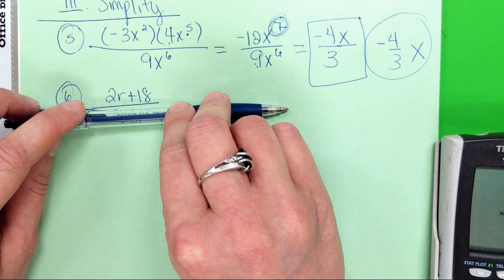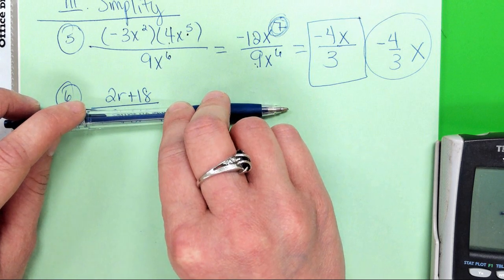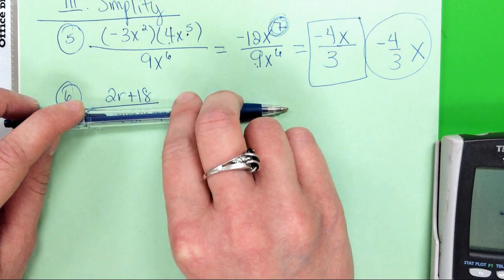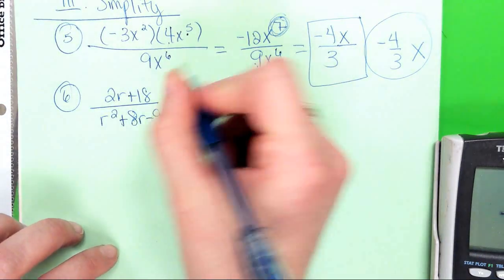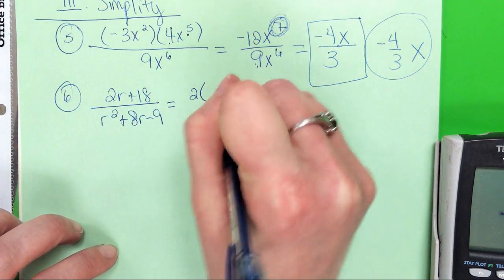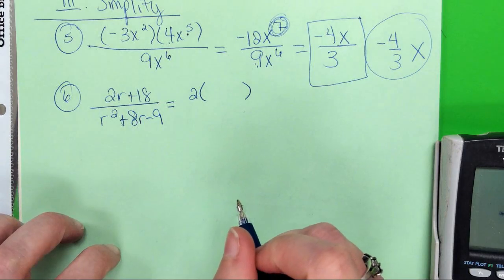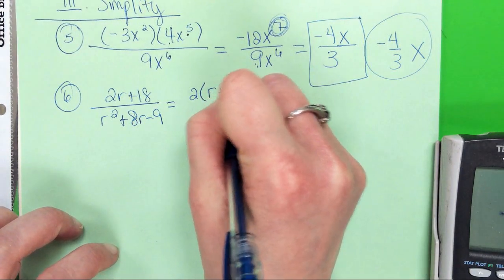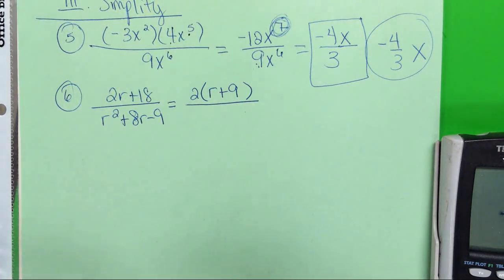How many terms does the top have? 2, and we look for the greatest common factor, which is 2. Very nice. All right, so what do I have left when I take out a 2? Very nice.